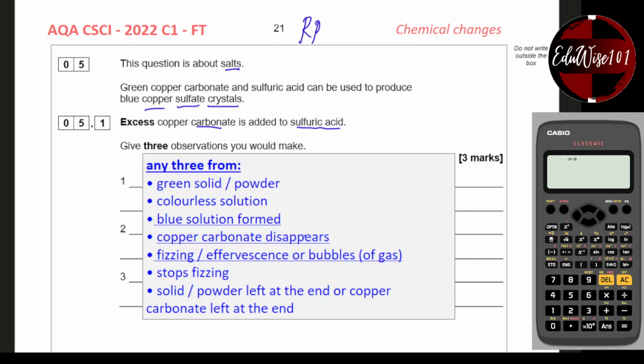The copper carbonate disappears, fizzing or effervescence or bubbles of gas being given out, which would be the carbon dioxide. And eventually it will stop fizzing once all the acid has reacted, because you're adding excess copper carbonate. The solid powder, copper carbonate, would be left at the end. All of these are valid observations. I have underlined the 3 observations that I think are the easiest to remember.